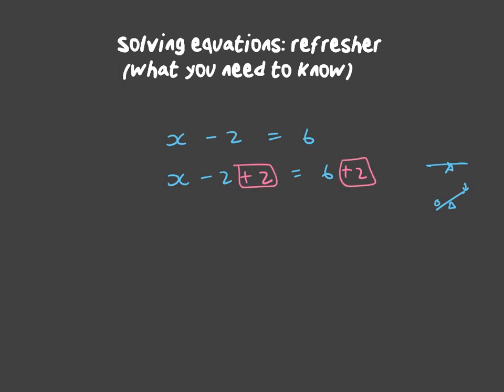So therefore, what do we get? On the left-hand side, we just have x. And on the right-hand side, 6 plus 2 is 8. What does that mean? That means x is equal to 8. What does that mean?